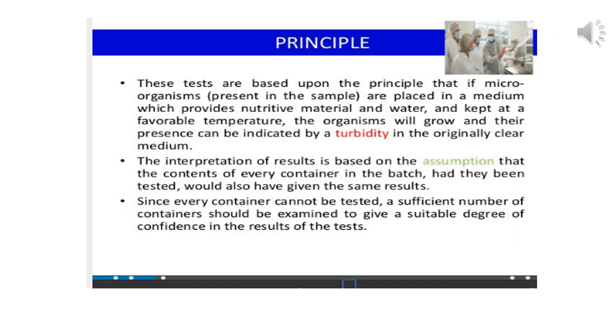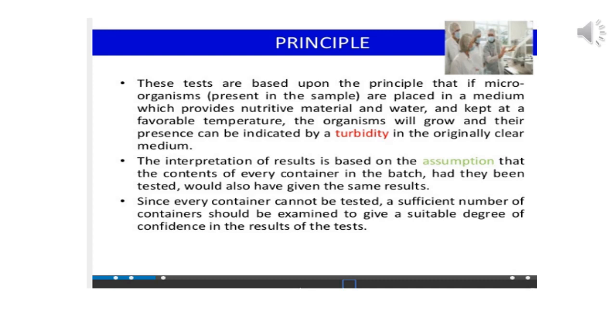Now what exactly is the meaning of sterility test? Just like I am reading it, this test is based upon the principle that if microorganisms are placed in a medium which provides nutritive material and water and kept at a favorable temperature, the organisms will grow and their presence can be indicated by a turbidity in the originally clear medium. Now what do you mean by this?